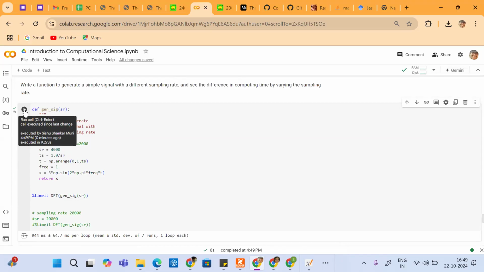If you have around how many points? 4,000. Okay. So just note these values here, okay? This is for DFT. So FFT will be even faster.